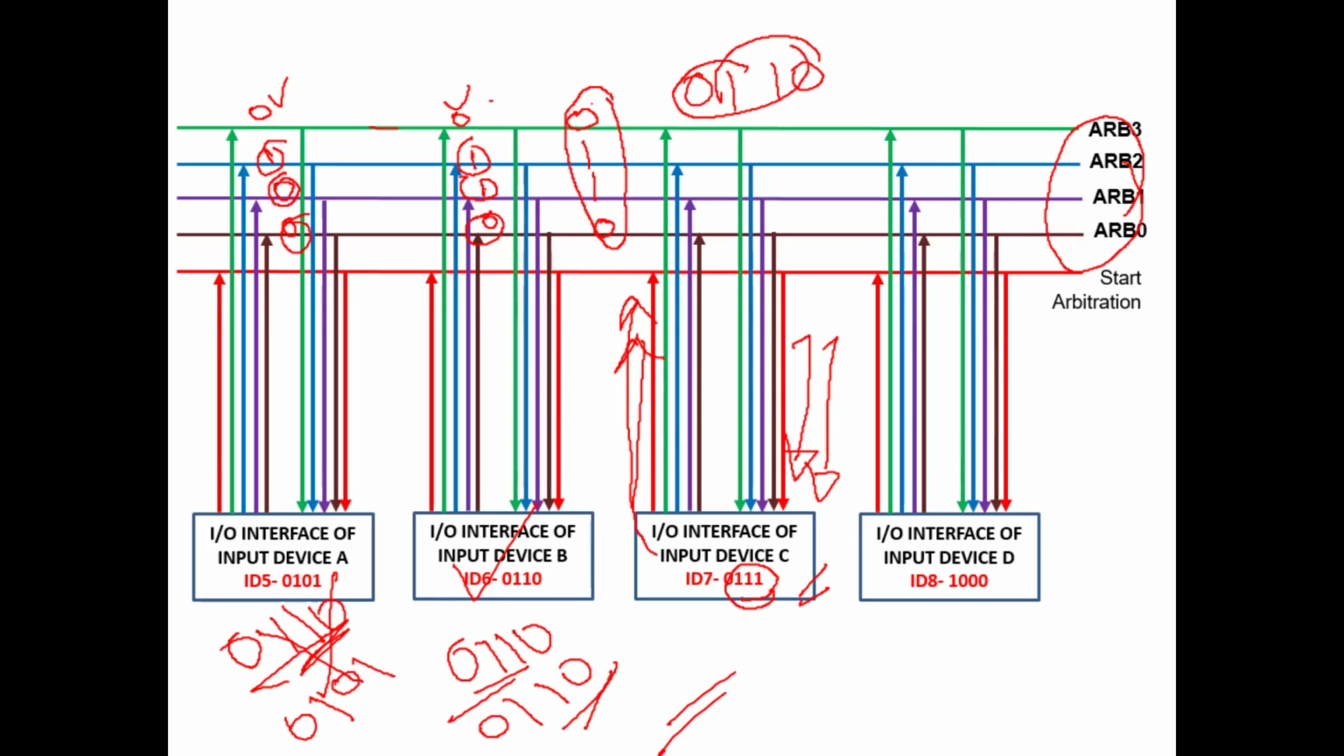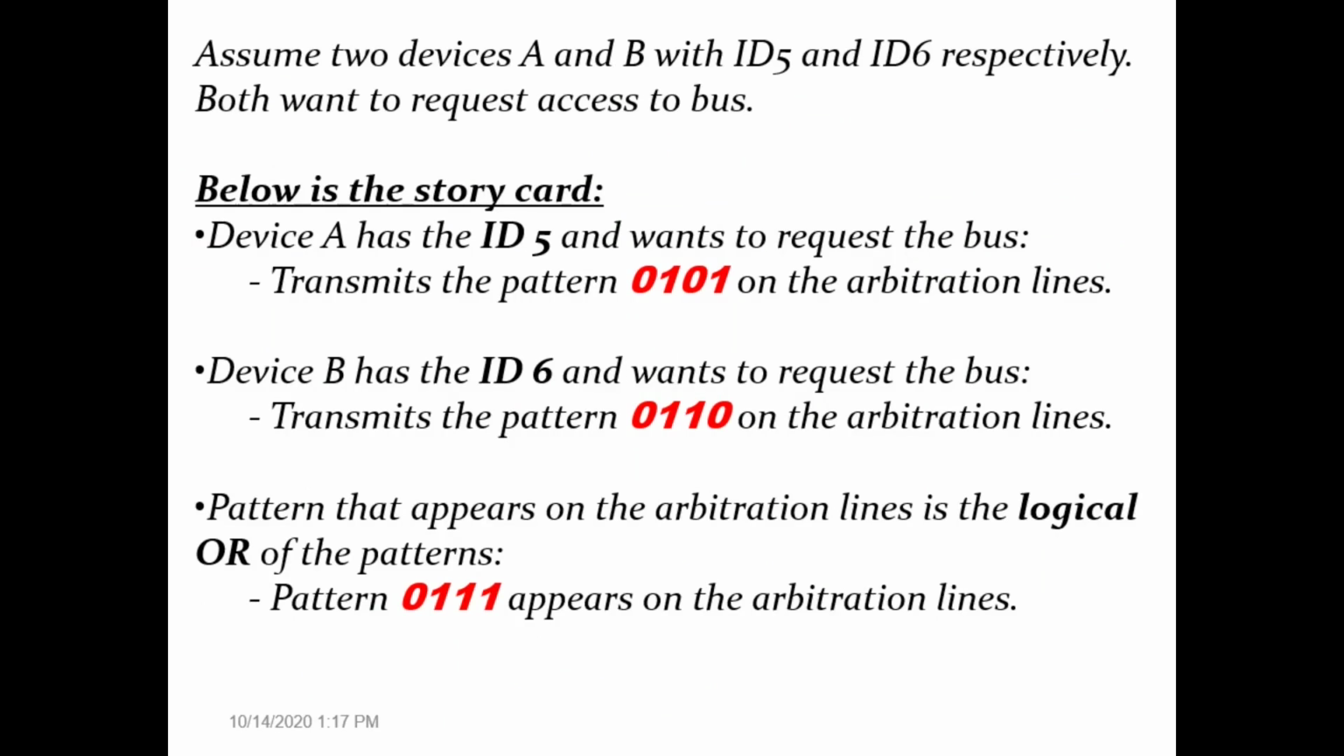So the same explanation that I have given in these 3 slides is explained theoretically in the next slide. So here also they have explained the same thing. You can see 2 devices, A and B, with ID 5 and ID 6, participating in the competition or arbitration process. Initially, ID 5 is placed on the arbitration line. Device B places its ID 6 on the arbitration line. So now the logical OR of the arbitration line is 0, 1, 1, 1, the logical OR of all the IDs placed on the arbitration line.